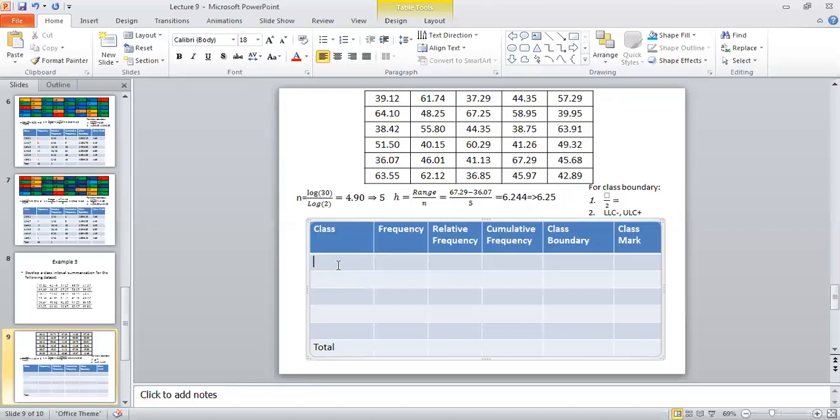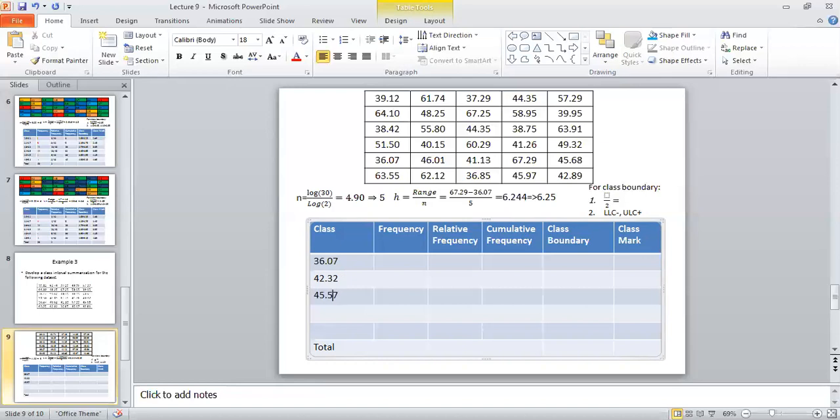So 36.07 is our lowest value, so we start with it, and we are going to add 6.25 to 36.07. 36.07 plus 6.25 becomes 42.32. So 42.32 becomes the lower limit of the second class, and to it we are going to add 6.25, and we get 48.57.